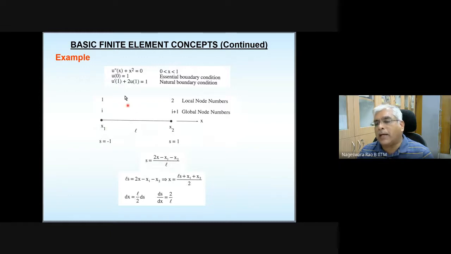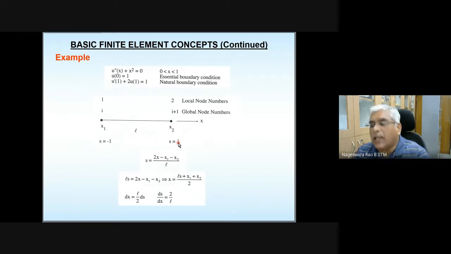So if I take an intermediate point in the global coordinate system, what is its position in the local coordinate system? What is its position in the coordinate system which goes from -1 to 1? So that is what I am interested in. Is it clear? So x1 is mapped to s is equal to -1. X2 is mapped to s is equal to 1.